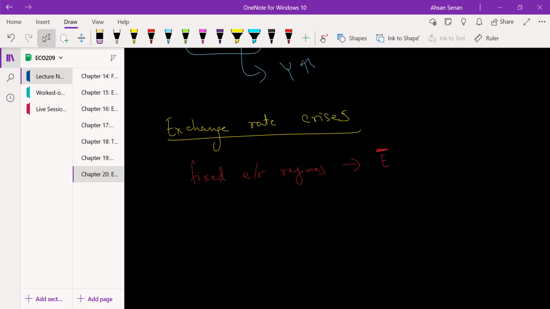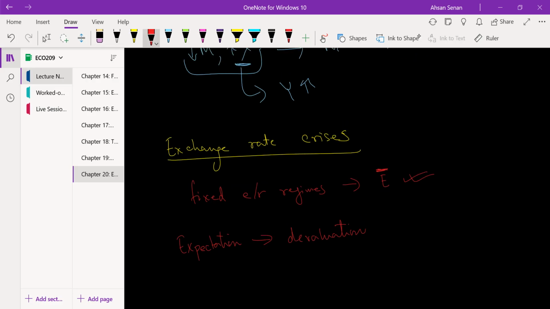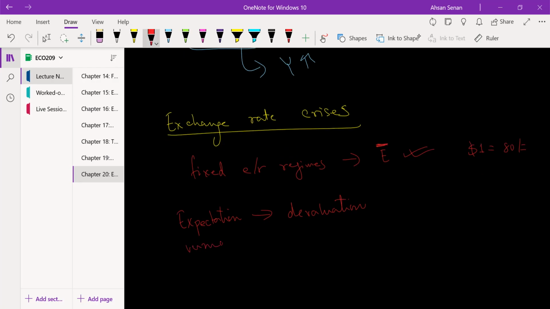Now, what might happen is, just because of expectation, the government may be forced to abandon this. So suppose the expectation is that there will be a devaluation. Suppose the government of Bangladesh has pegged our currency at $1 equal to 80 taka, and the government wants to hold this as fixed. However, there are rumors, or whatever it may be, that the government plans to devalue the Bangladeshi currency and turn it into this.